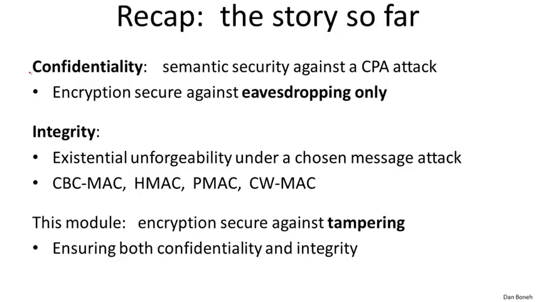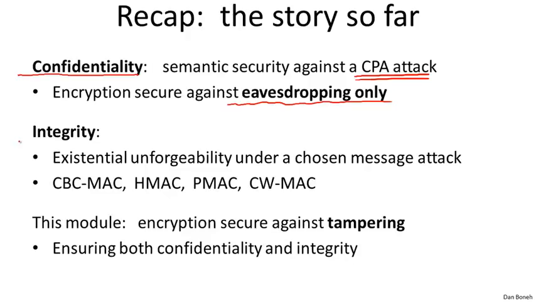In previous segments, we talked about confidentiality, in particular, how to encrypt messages such that we achieve semantic security against what's called a chosen plaintext attack. I kept mentioning again and again that security against chosen plaintext attacks only provides security against eavesdropping. In other words, this only provides security against adversaries that listen to network traffic but don't actually change any packets or inject their own packets and so on. In this module, our goal is to design encryption schemes that are secure against adversaries that can tamper with traffic by blocking certain packets and injecting other packets and so on.